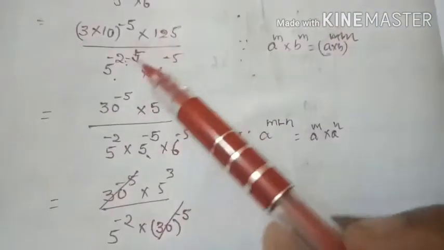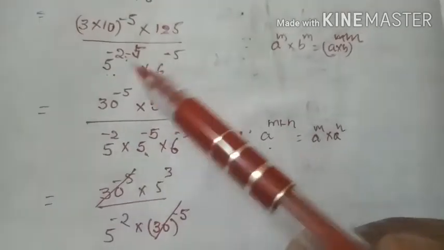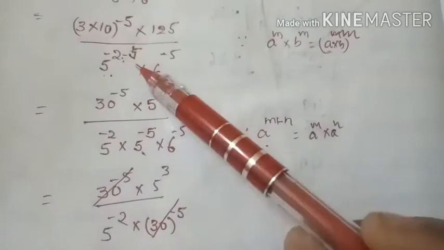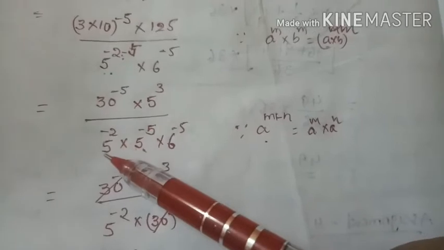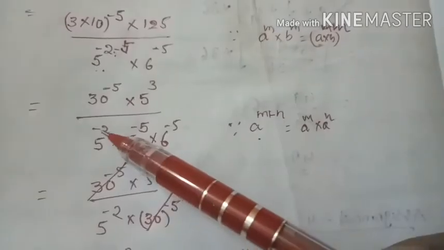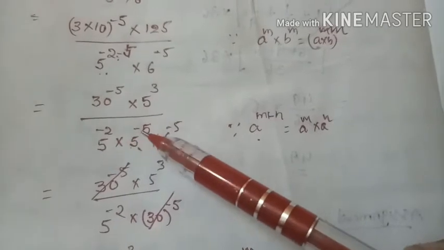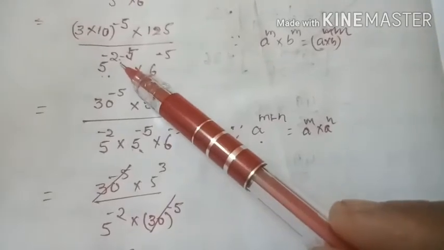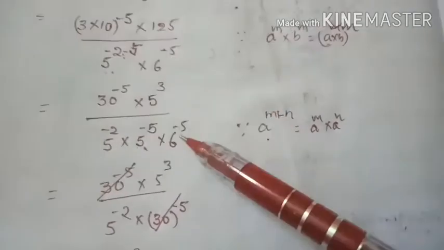Okay. On that way I used this formula here: 5 power of minus 2 into 5 power of minus 5. Since the bases are equal in multiplication, take 5 as the base and add the powers. That means minus 2 plus minus 5, which is minus 2 minus 5, giving 5 power of minus 7.